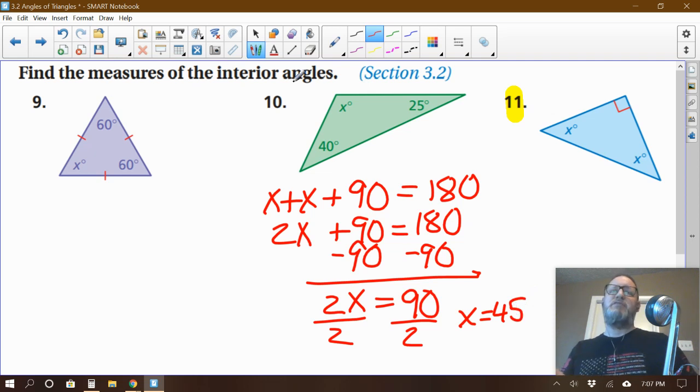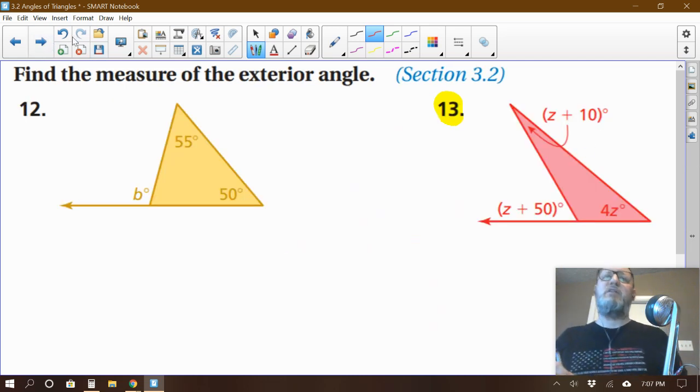So find the measures of the interior angles. It looks like each of these angles is 45 degrees. All righty, and one more. Gonna end on a tough one. So here we go. This is where our two non-adjacent interior angles must be equal to our exterior angle.